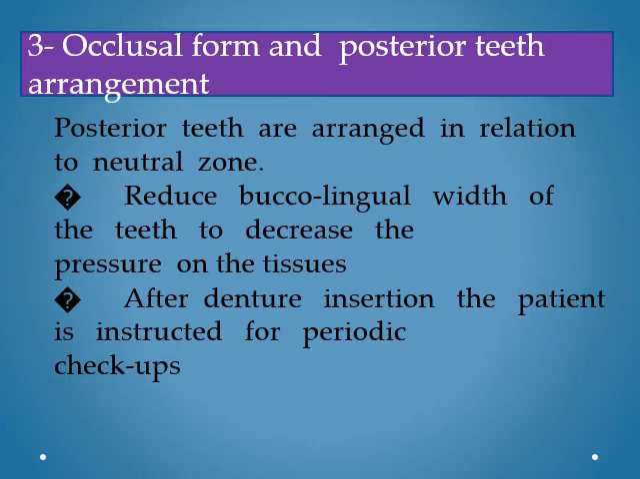Occlusal form and posterior teeth arrangement. Posterior teeth are arranged in relation to the neutral zone. Reduce the buccolingual width of the teeth to decrease the pressure on the tissue. After denture insertion, the patient is instructed for periodic check-up.